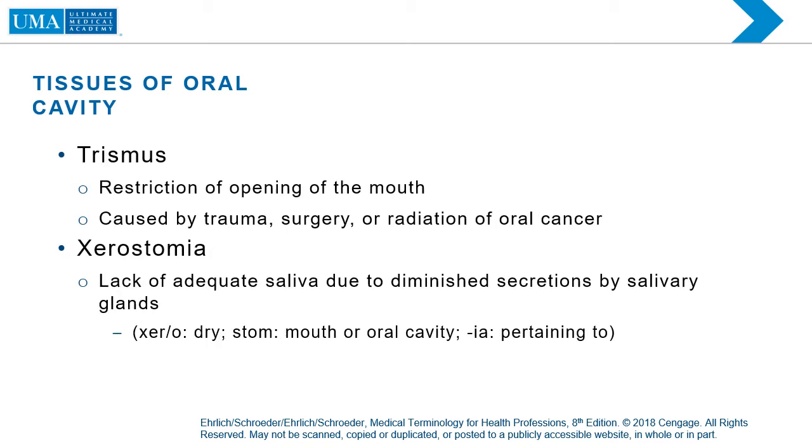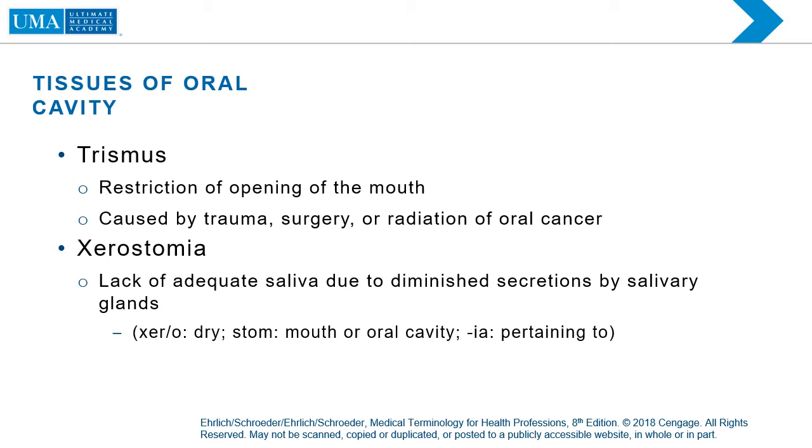The condition trismus describes any restriction to the opening of the mouth caused by trauma, surgery, or sometimes radiation that may be associated with the treatment of oral cancers. Here, this condition will cause difficulty when speaking, and it affects the patient's nutrition due to that impaired ability of mastication, or to chew and swallow.